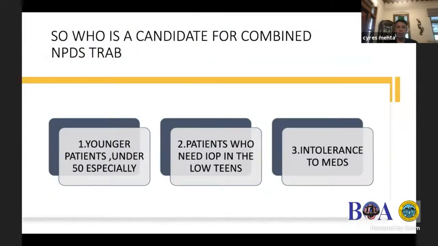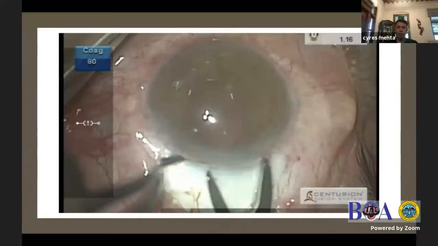So who's a candidate for a combined NPDS trab? Younger patients under 50, I would not do a pure NPDS because they would be doomed to failure, especially if you didn't use mitomycin C. Patients who needed IOP in the low teens, again, I would not do a deep sclerectomy. And those people had intolerance to medication, which is why they underwent surgery in the first place, because most of the time you could not get the patient off medication altogether.